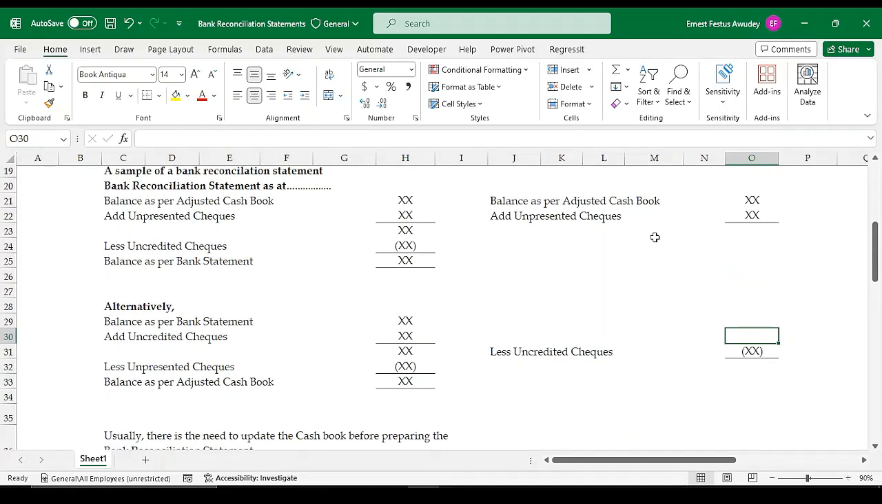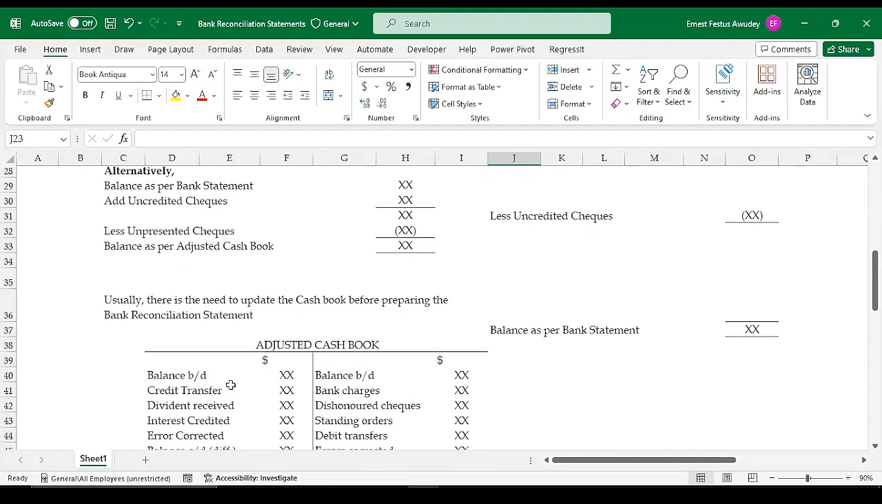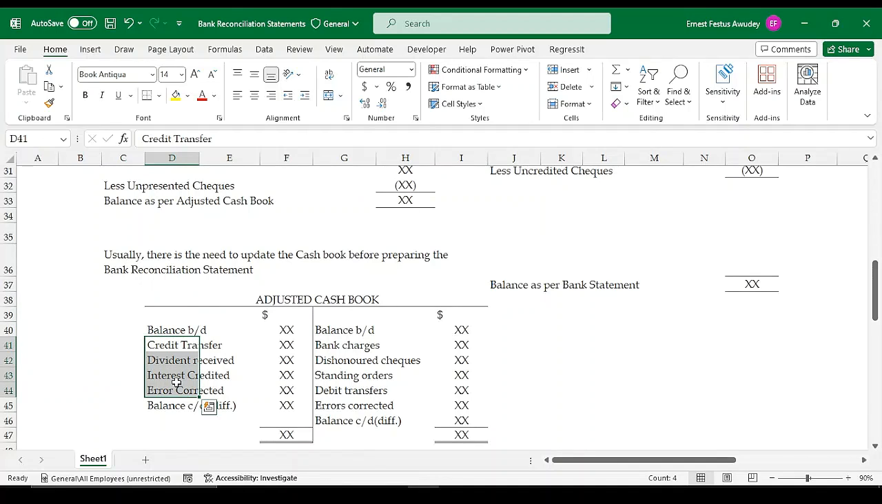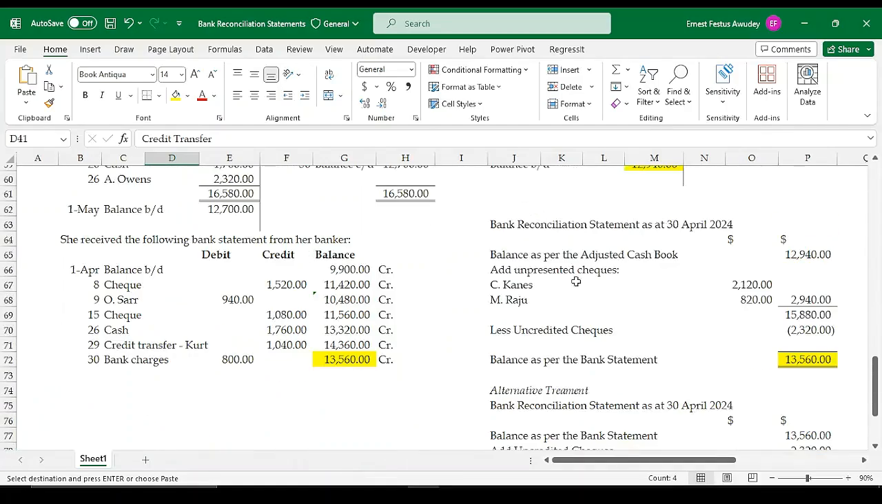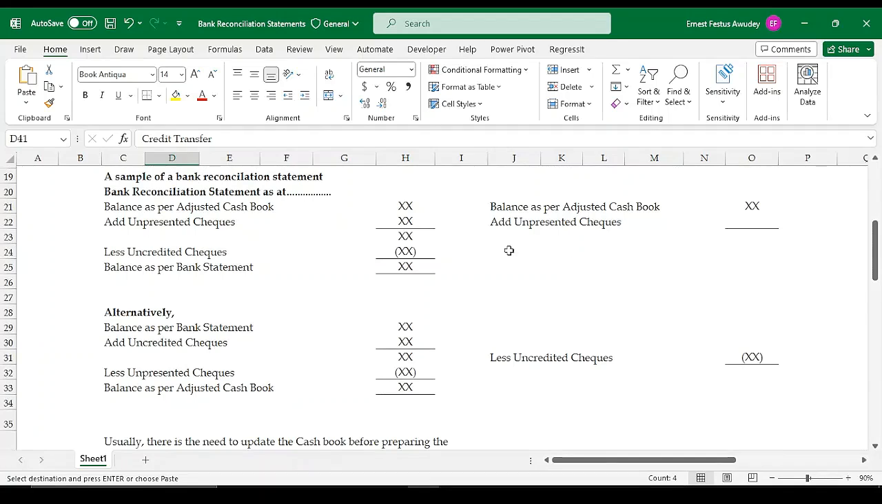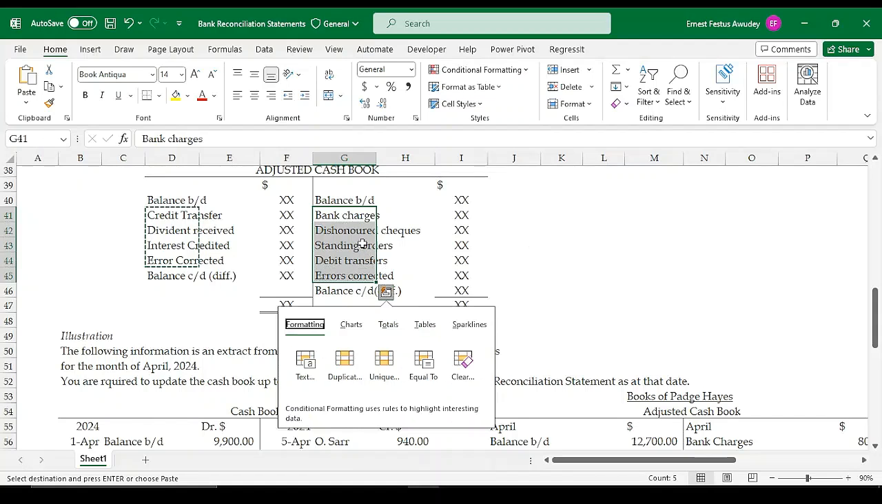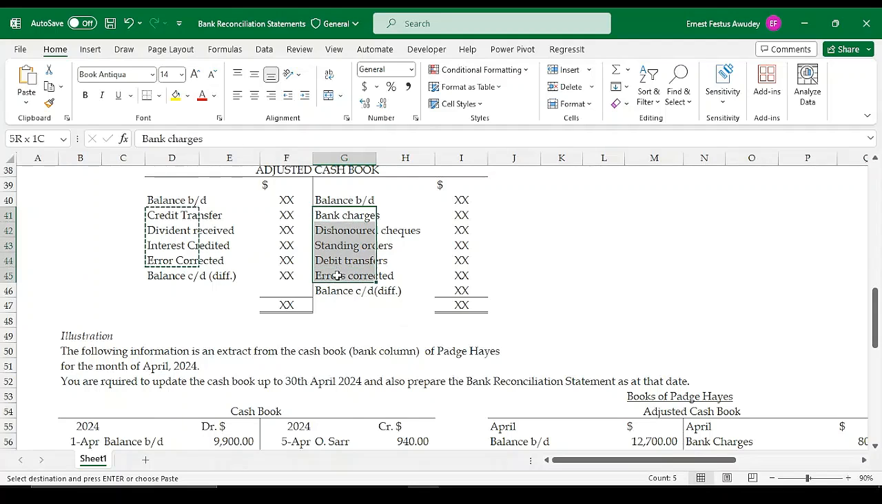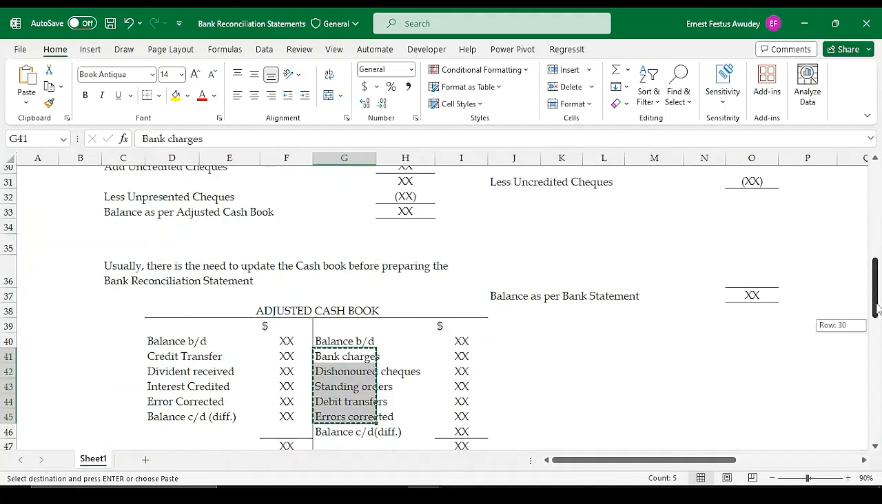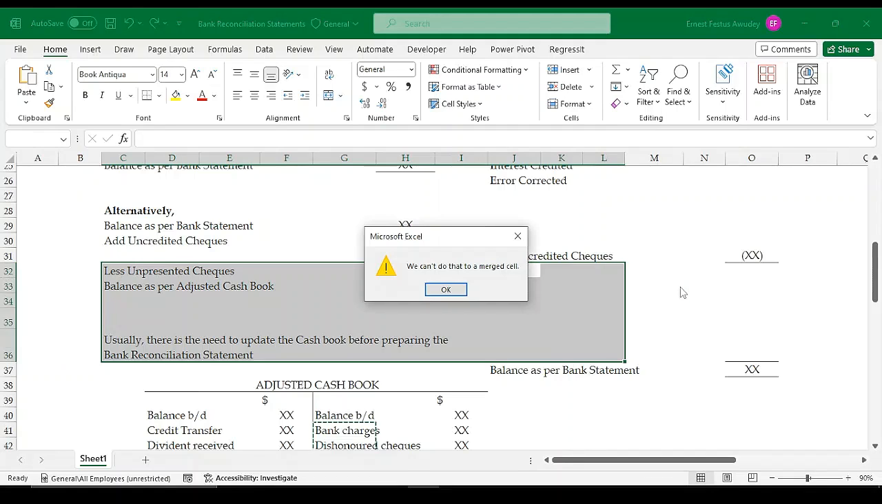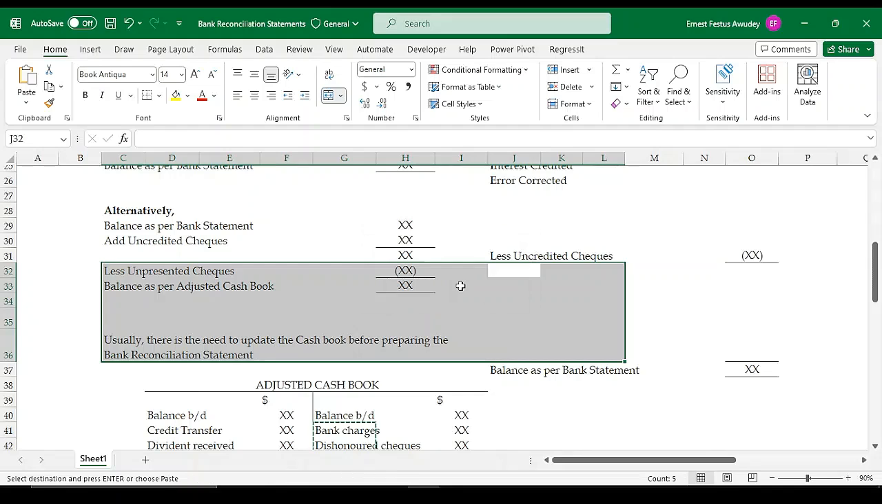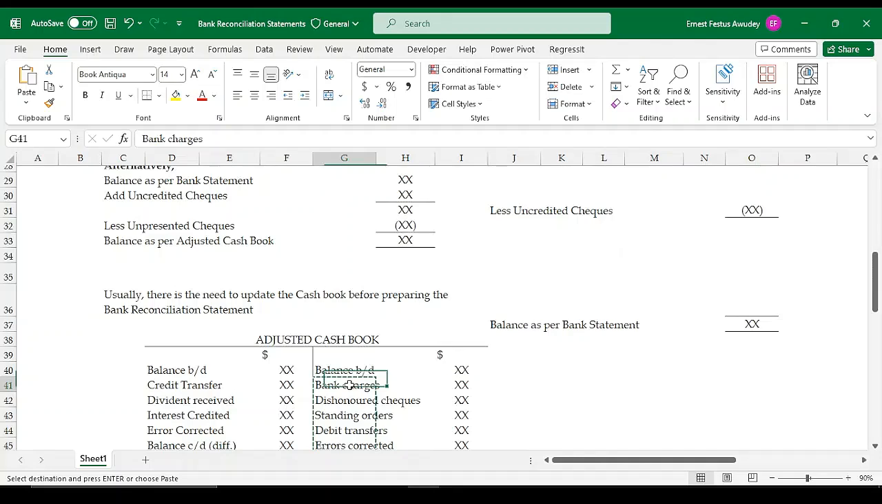All right, so this is what happens when you have uncredited checks. You are going to have all of these items under it. So you have everything here. So I'm going to copy that and paste it under add unpresented checks here. Then you also have all of these. Copy that, I'm going to copy this and paste it here as well. So that didn't work, but all of these items are going to appear under the uncredited checks here as well.